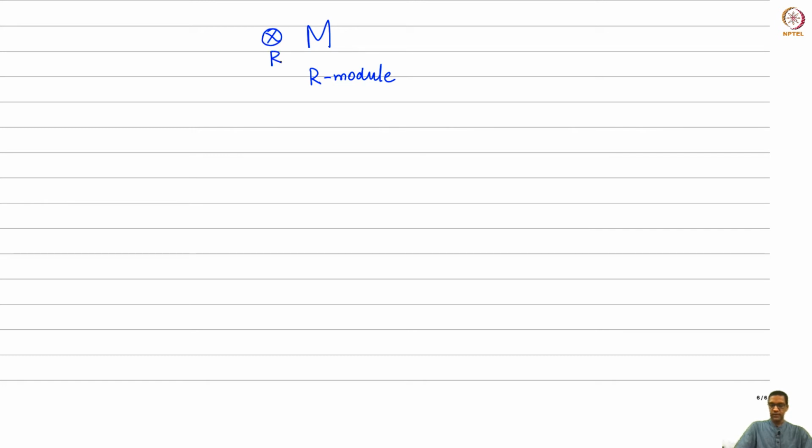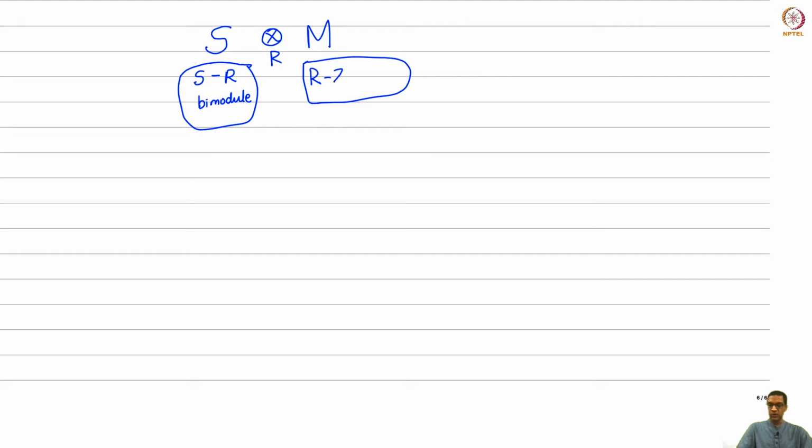Now let's do the following. I am going to tensor M with S on the left. In order to do that, I have to view S as a bimodule. Recall I said it's an SR bimodule. I want to think of S as an SR bimodule, and I'll think of M as an R module, or if you wish as an RZ bimodule. Maybe we will just put RZ bimodule for now. So consider this new object. Now let's call this f of m.